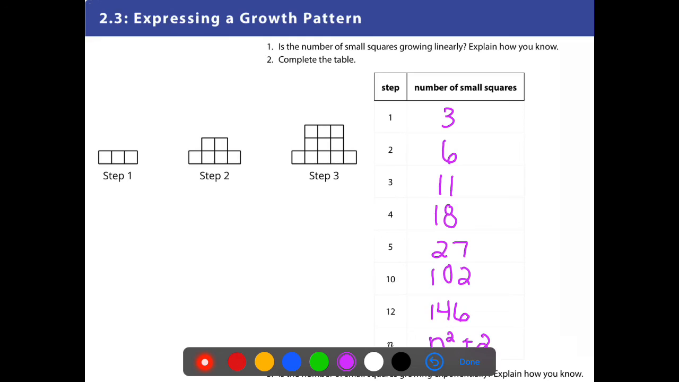So no, because from step 1 to step 2 the number of squares doubles. From step 2 to step 3 the number of squares increases by a factor of 11 over 6. And from step 3 to step 4 the number of squares increases by a factor of 18 over 11. These factors are all different, while for an exponential function the values increase by equal factors over equal intervals.